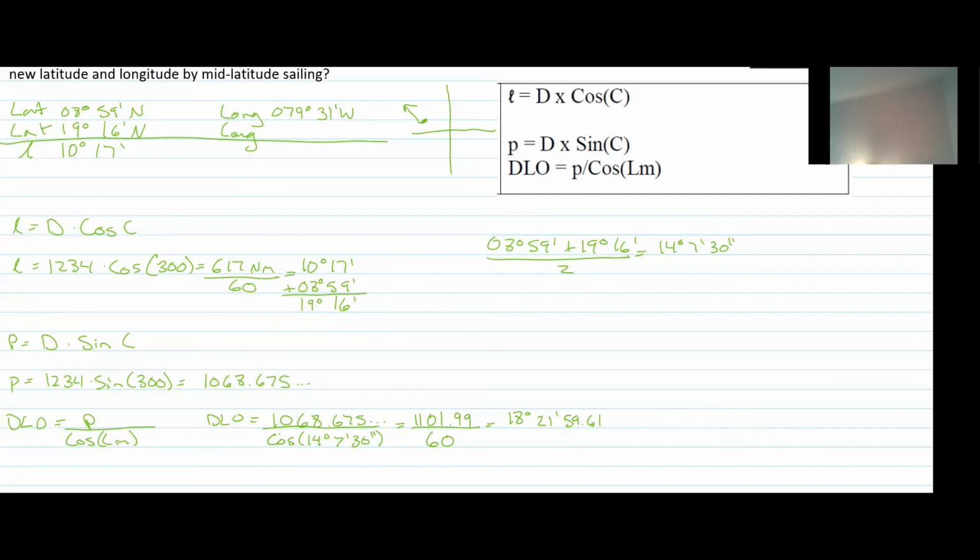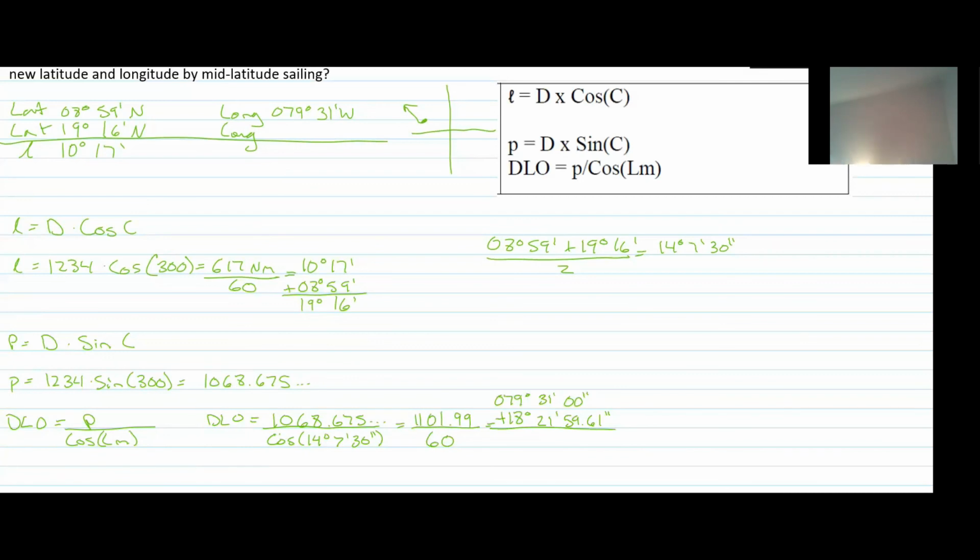This is your D lo, so it's your distance between your two longitudes, and you will use this number to either add it or subtract it from your initial longitude, 079 degrees, 31 minutes, and 00 seconds, which I put there as a placeholder so I don't confuse my values when I am adding or subtracting. Will we add or subtract this number? We will be adding this value because we started in the west and are going further west based off of our 300 degrees of course.